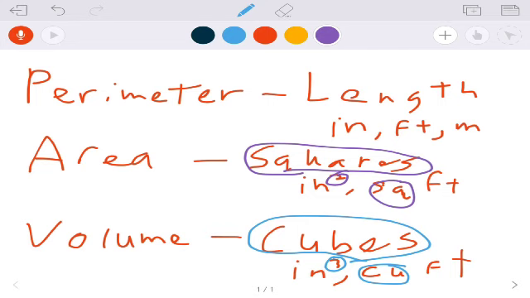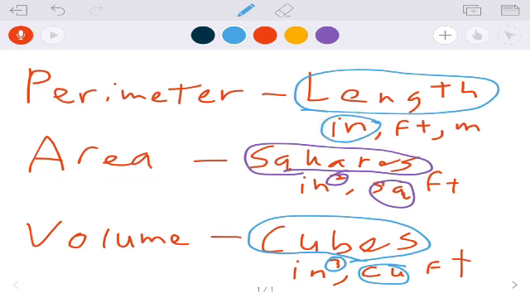Now, length can mean a lot of things. Perimeter isn't the only kind of length, but if you're dealing with some of the geometry stuff where we're looking at a perimeter of something, you're always going to get that answer as a length, and it's always going to be just in regular units.